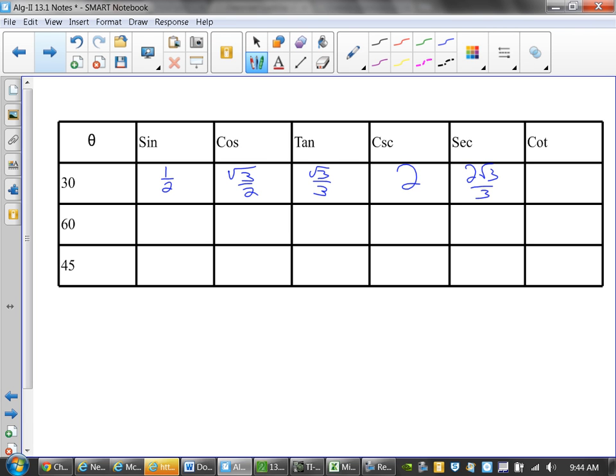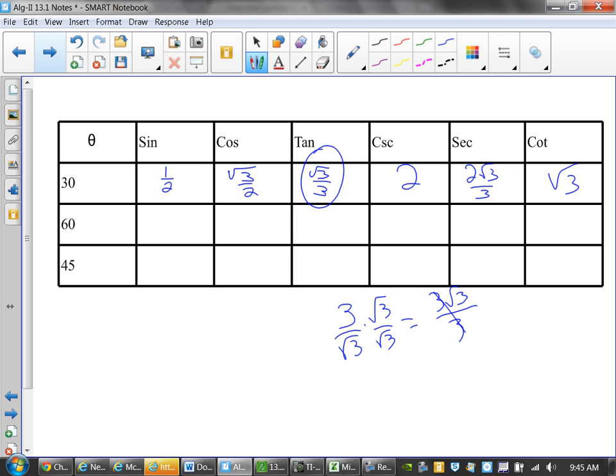And then lastly, this one, when you flip it, you get 3 over root 3. So it becomes root 3. Yeah, because what happens, you get 3 root 3 over 3, which is root 3. Okay.